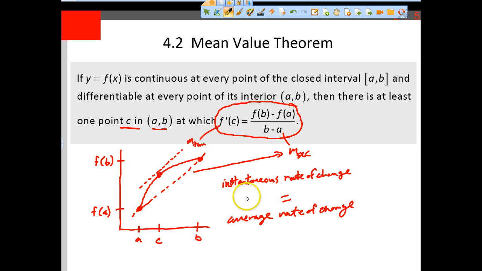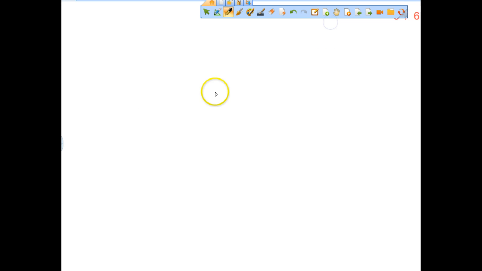Now remember, instantaneous, that refers to at a single point. So what the mean value theorem says is there must be at least one single point on this interval where the derivative, or the instantaneous rate of change, is equal to the average rate of change over the interval. Okay? Now, a nice illustration of this is an example. Okay, so let's say that I am driving to St. Louis. Let's say it's a 300-mile trip. All right, now let's say that it takes me about 6 hours to get there.